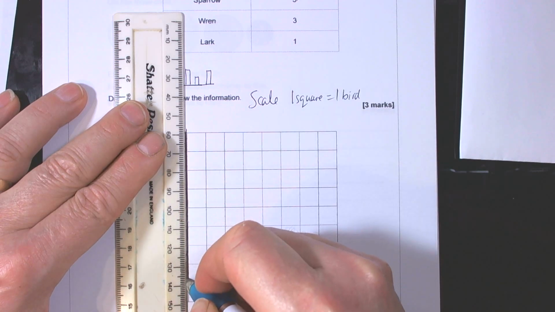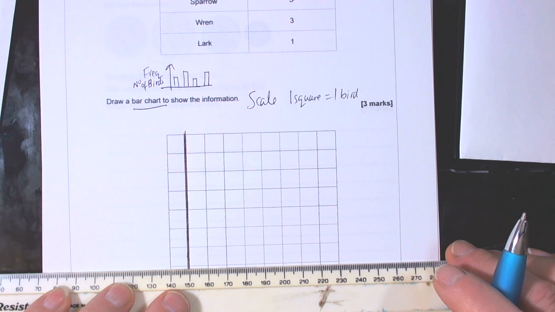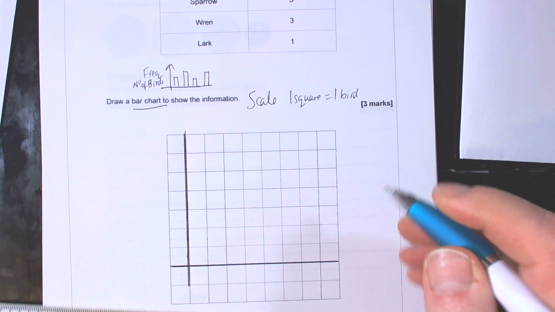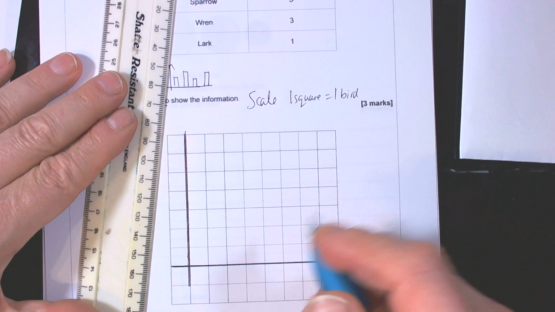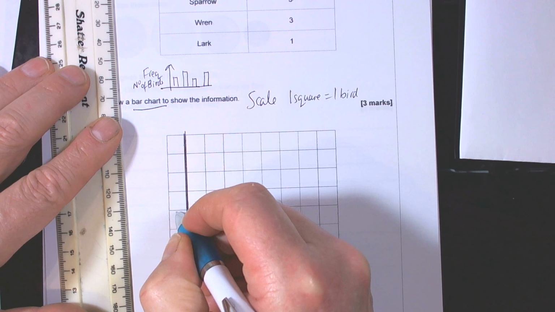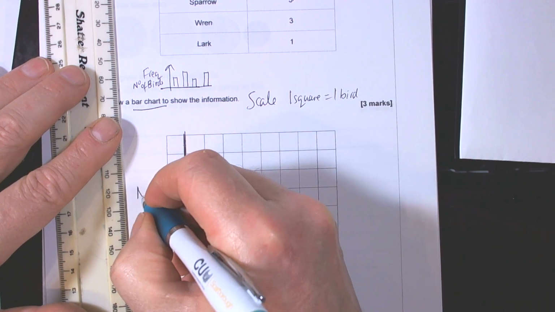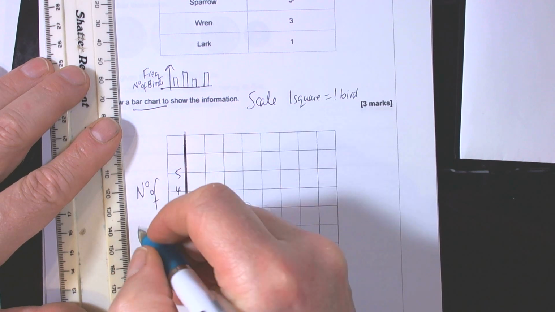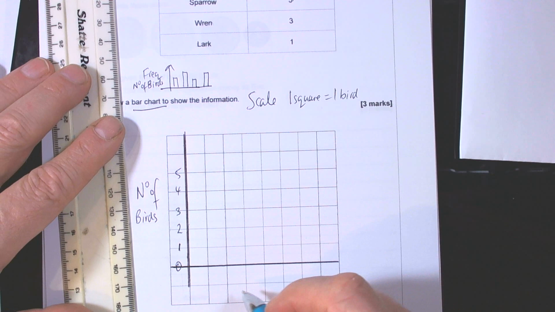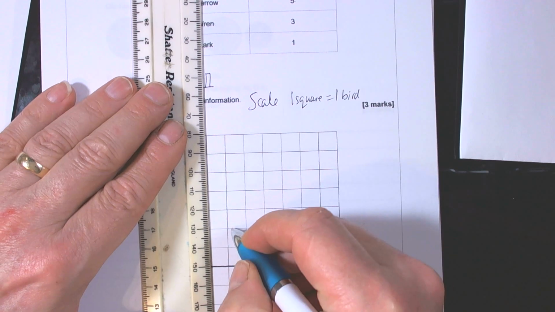Just remember your exam papers are photocopied, guys, so it's useful to make sure the lines are slightly thicker, just so it highlights what's going on. And we've got a frequency, so we've got to go simply up to 5, so 1, 2, 3, 4, 5, 0. And label, of course, really important with graphs and charts. We always label, so number of birds or frequency. And so we've got a bar going to 2 for the robin.